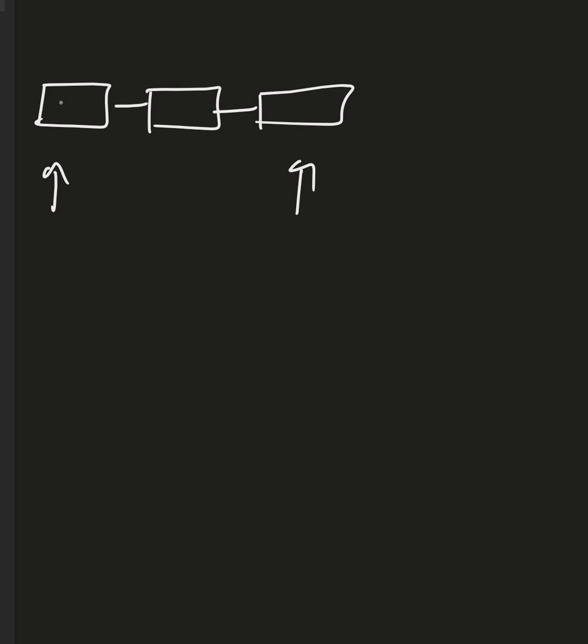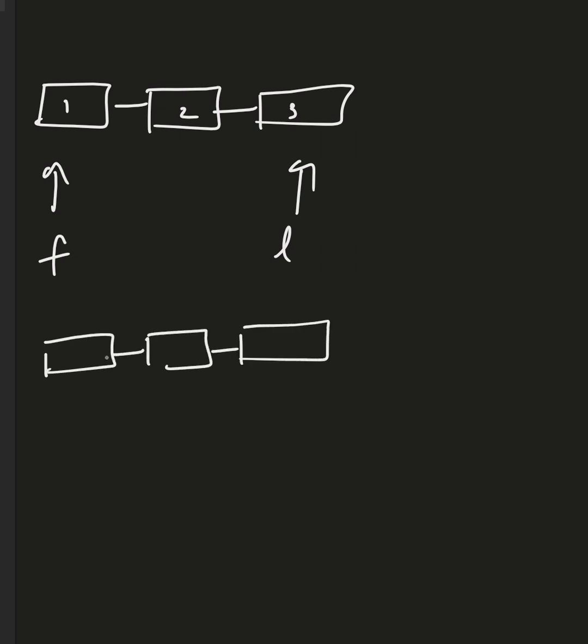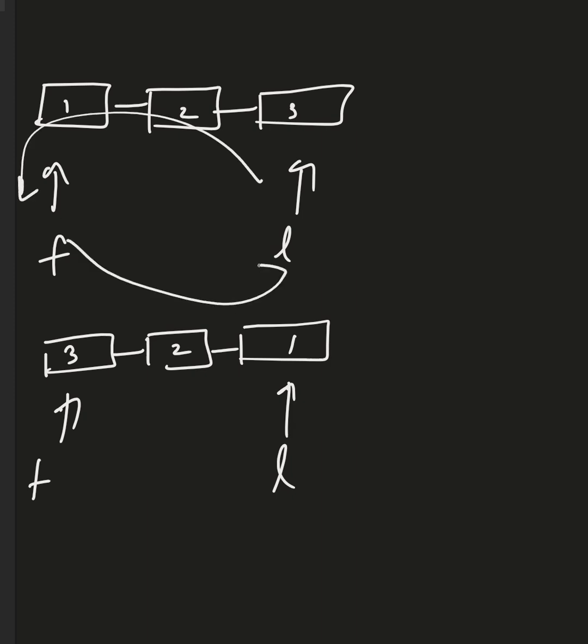And then if this is your linked list, once again, with your first pointer here and your last pointer here, 1, 2, 3, but you want to reverse the linked list, you want the linked list to be like this: 3, 2, 1, with your first pointer here and your last pointer here. So basically both of these pointers will be swapped. Your last pointer will come here and your first pointer will go there.